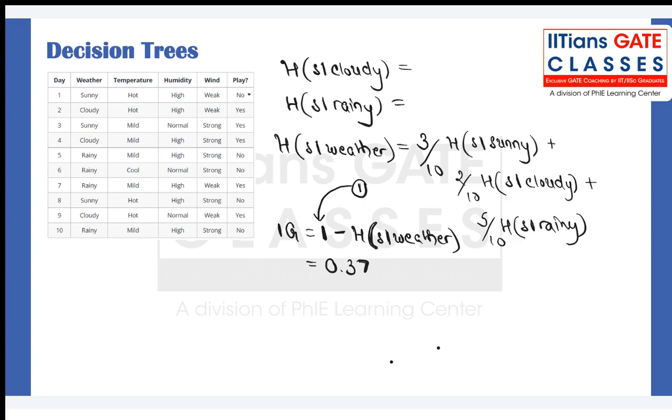Similarly, I can calculate the entropy of H(S) given the temperature, H(S) given the wind. And similarly I can calculate the information gain corresponding to all the 3 entropies.